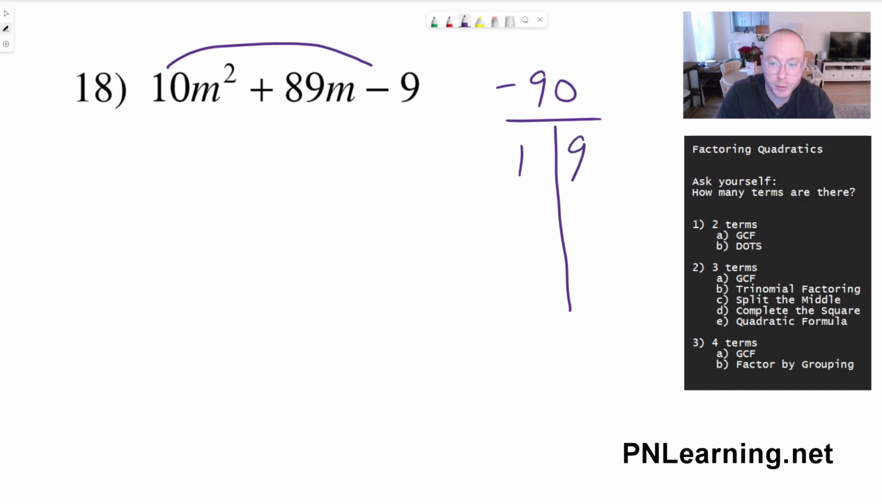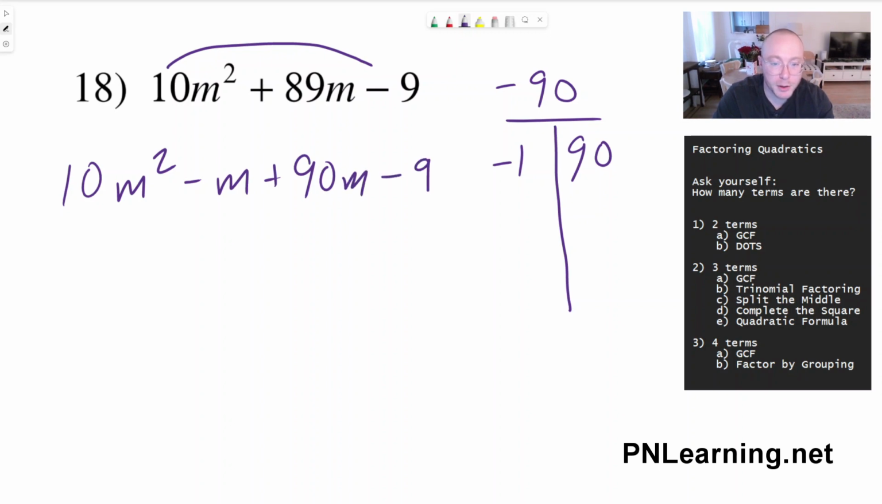Well, actually, if we just start with our first ones, 1 times 90, those are off by 89, so we should be able to use those, but which one is negative? Again, if we have a positive number, we are going to subtract the lower number, right? Because 90 minus 1 would give you 89. And we're ready to split the middle. 10m squared minus m plus 90m, and bring down the minus 9.